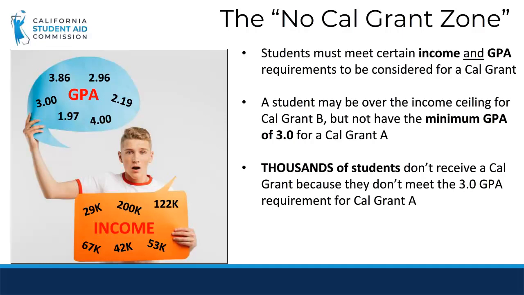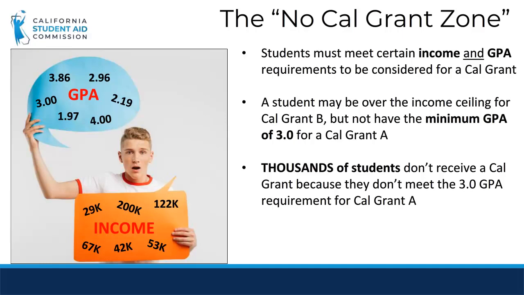Now, let's talk about something we're going to call the no Cal Grant zone. Both the student's GPA and family income and assets are used to determine Cal Grant eligibility. It's important for students to know how their GPA and family income are used in consideration for a Cal Grant and how they can be impacted by both. Remember that Cal Grant A and Cal Grant B have different GPA requirements and different income ceilings. We don't want students to get caught in the middle of these requirements.